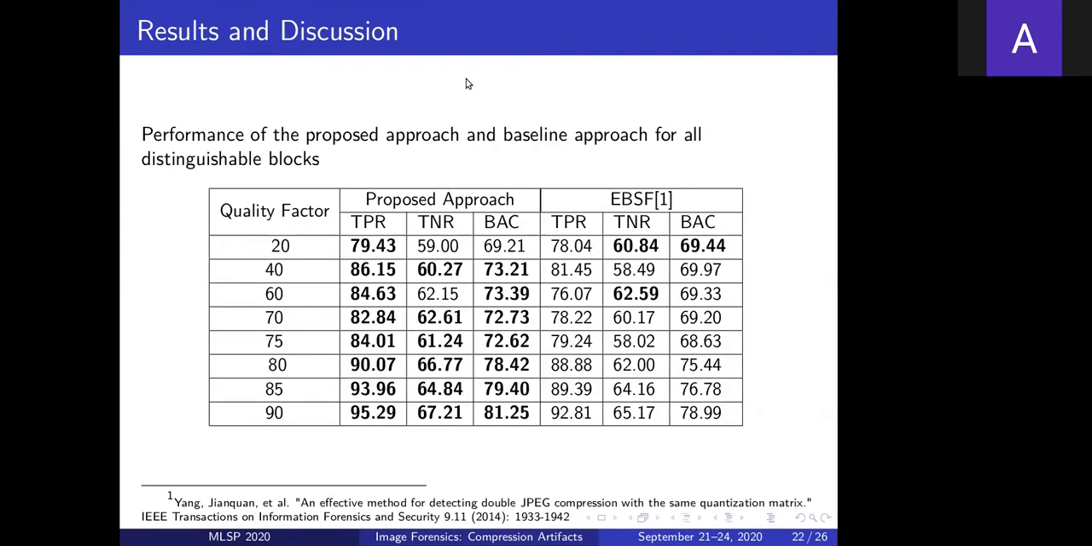Now we will discuss the performance of our approach on all distinguishable blocks. We observe that our approach performs better than the baseline for all quality factors except 20. We also observe an increasing trend of accuracy with quality factor. At QF equal to 80, we observe that our accuracy increases by about 6% from the previous value, that is QF equal to 75. This can be attributed to the increased number of rounding error blocks at QF equal to 80. These rounding error blocks help in improving the classification accuracy.